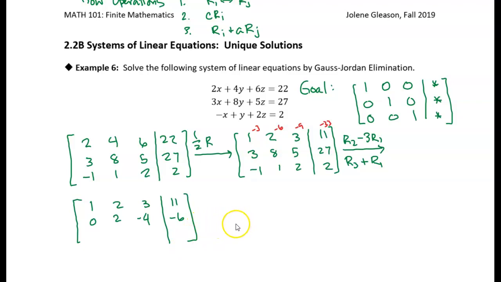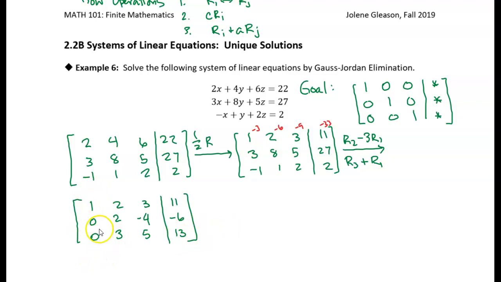So now I've done this row 2 minus 3 row 1. And now I'm going to ignore those little notes because now I just want to take the original row 1 and add it to row 3. So that'll give me 0. 2 plus 1 gives me 3. 3 plus 2 is 5. 11 plus 2 is 13. So I've got column 1 done. Column 1 is the way I want it.